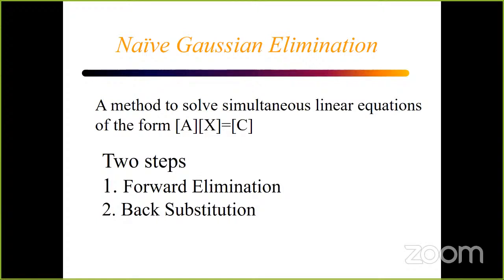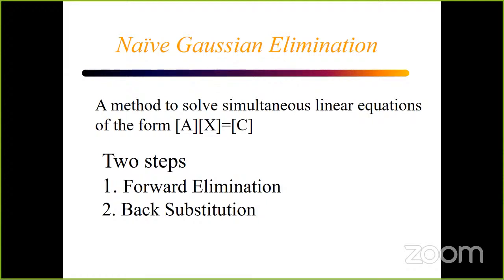There are 2 steps to solve this set of equations: the forward elimination method and the backward substitution method. You have to eliminate some of the elements, making the matrix into an upper triangular matrix or lower triangular matrix. Depending on that, one can proceed to estimate the solutions.